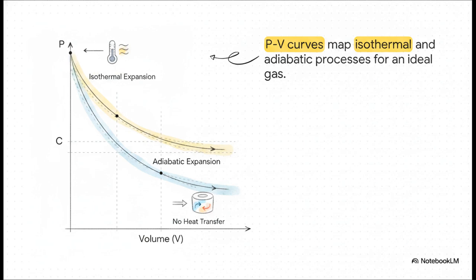Let's map this out visually. Follow the curves on this animated graph. The upper, gentler curve represents an isothermal expansion. That's Boyle's law in action, where pressure and volume are inversely related at a constant temperature. But look at the much steeper curve right below it.